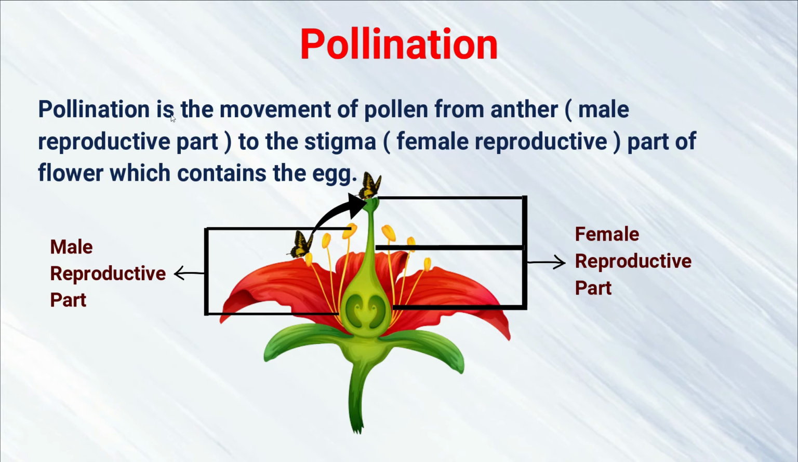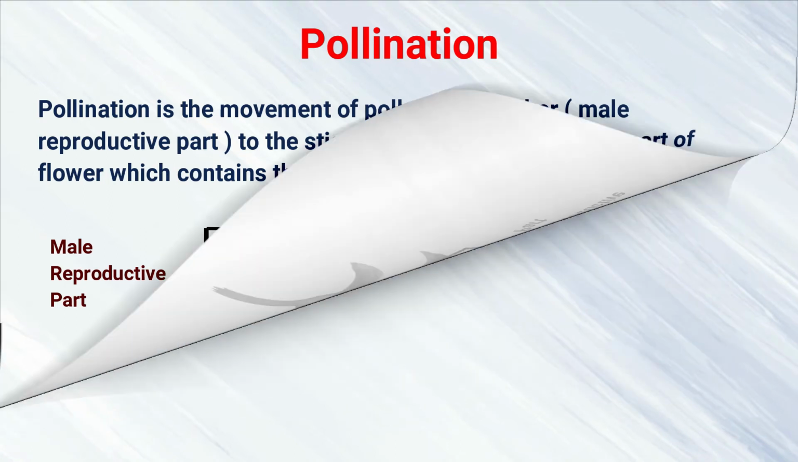So what is pollination? Pollination is the movement of pollen from anther to the stigma. And pollen is taken from the anther to the stigma which contains the egg inside it. When the pollen gets fused with the egg, we get another flower. So this is the pollination.